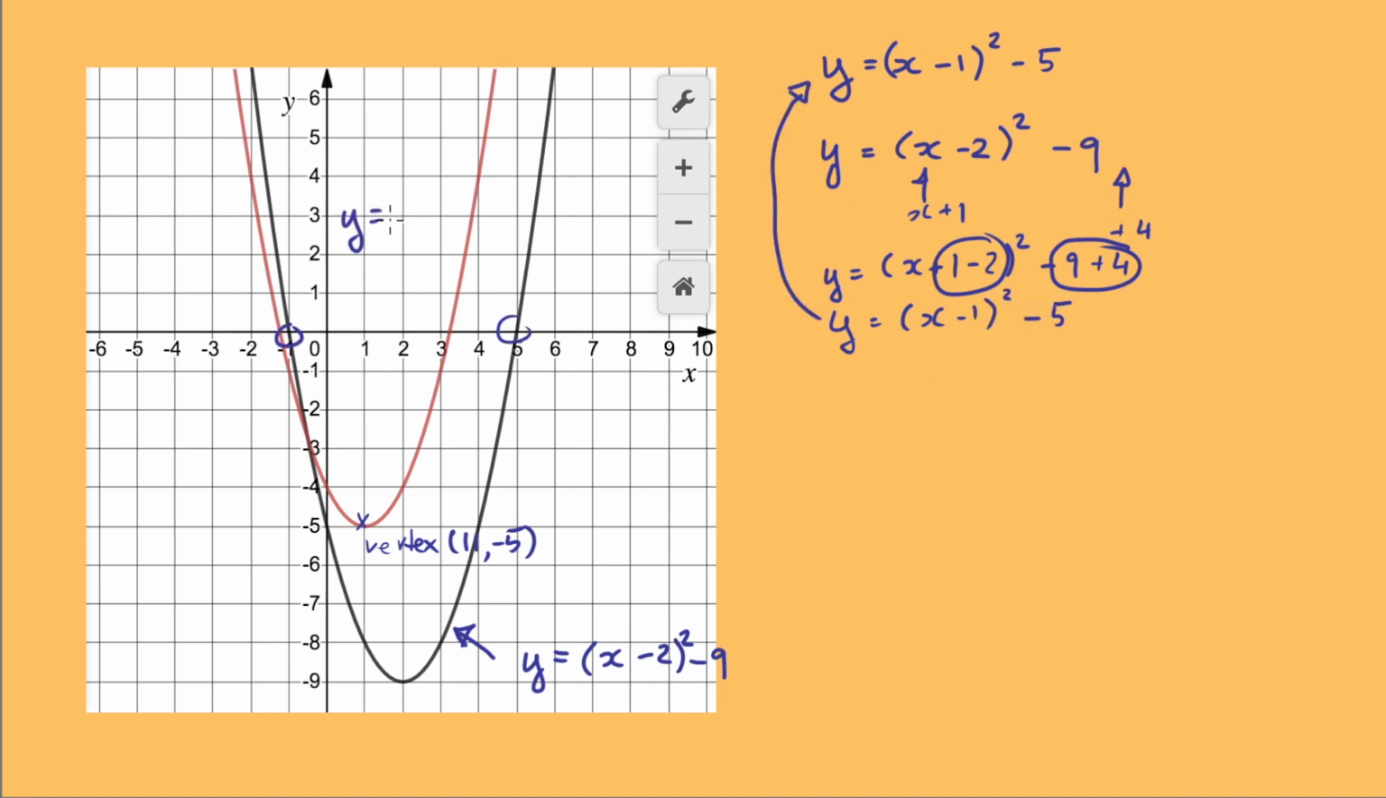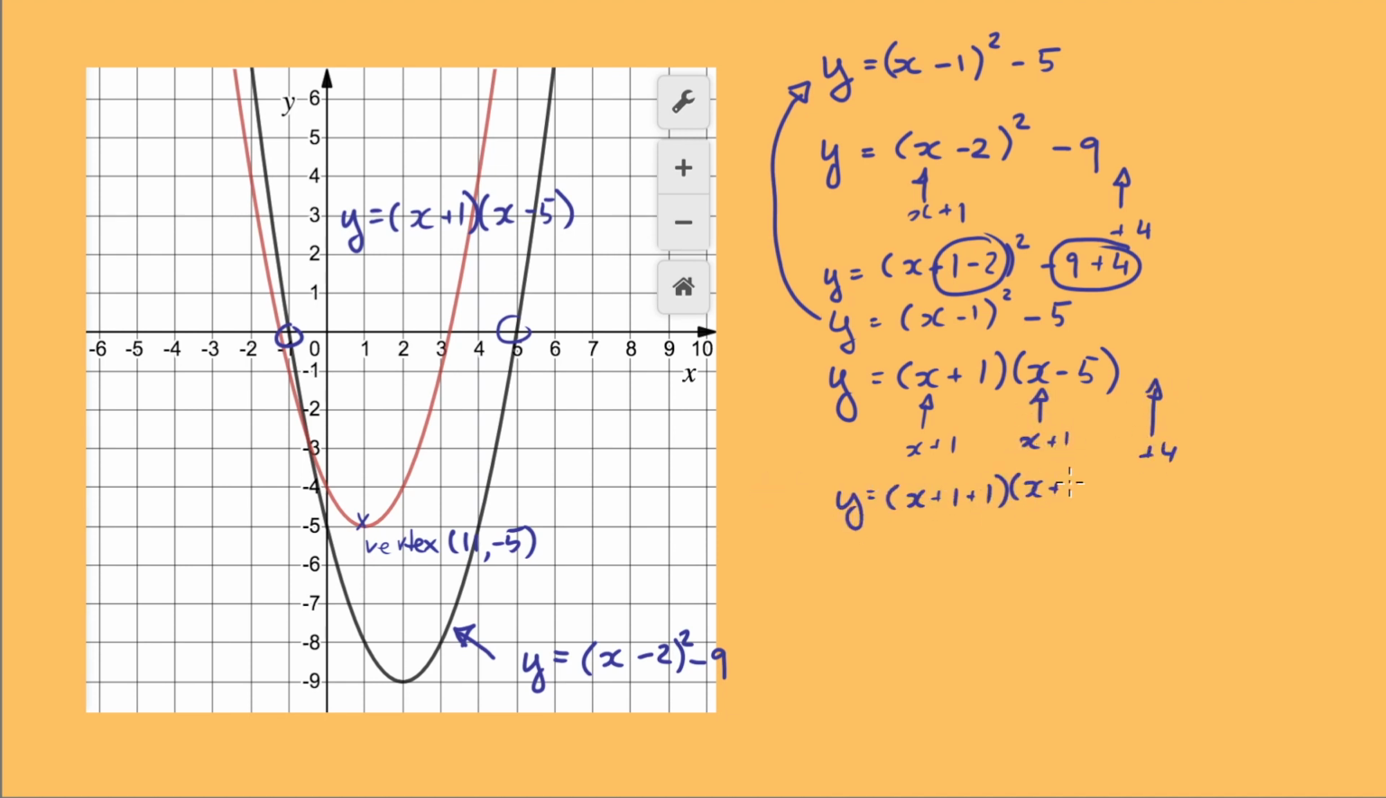The same method can be applied to the factorized form of the black parabola. Substitute x + 1 for x, to shift it 1 unit to the left, and add +4 at the end. Although I can tidy this up a little bit, it doesn't result in a factorized form, and you can see this in the graph. The x-intercepts are not easy to read off.